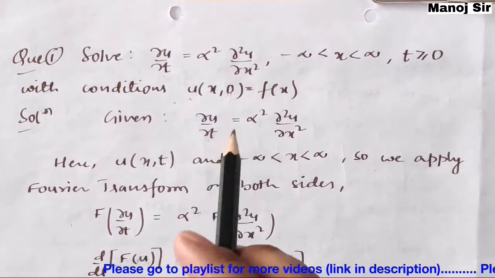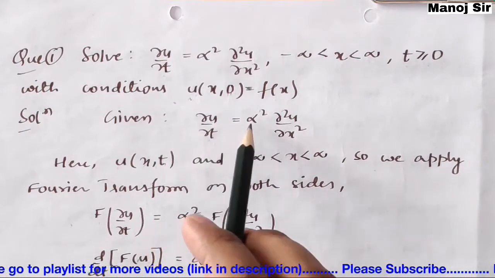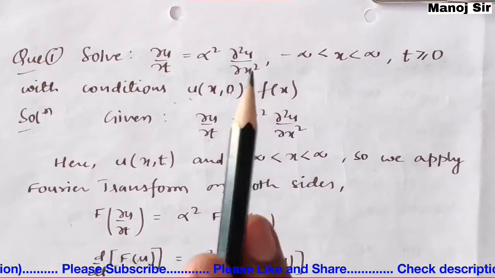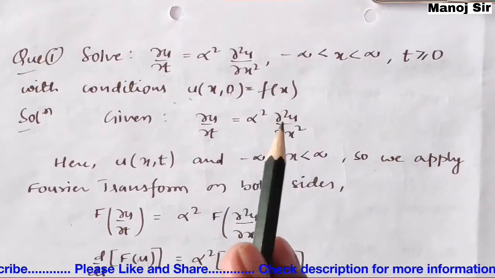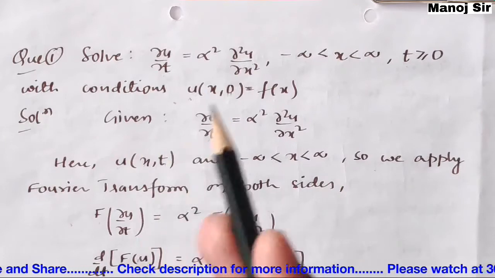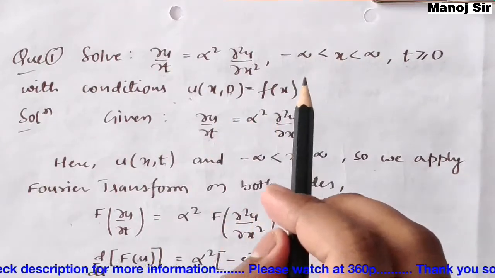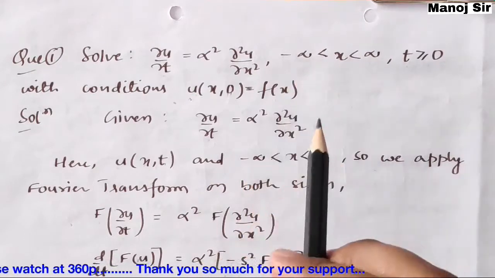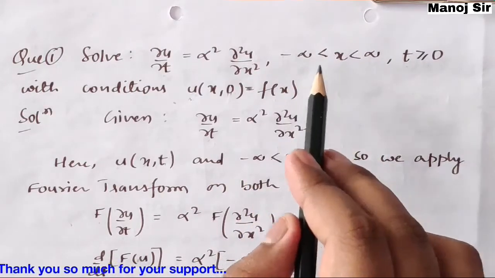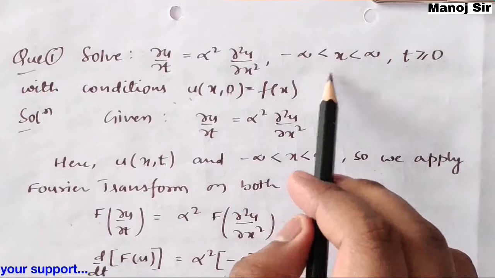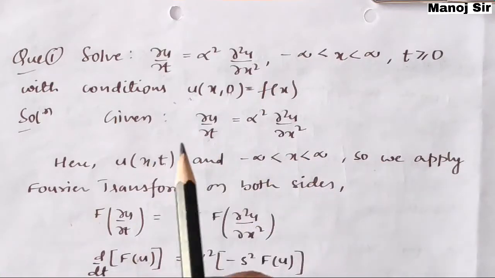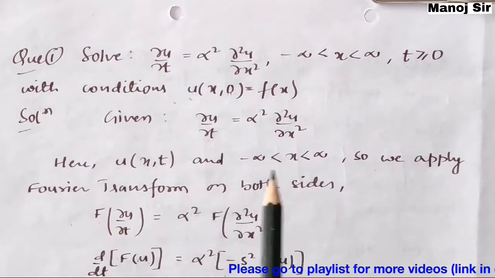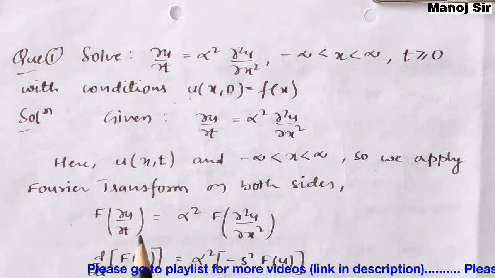So what is given to us? That is del u upon del t equals alpha square del square u upon del x square. Now if you have seen video number 25, I have discussed which formula to use. Here in this question the limit of x is from minus infinity to plus infinity. If the limit is from minus infinity to plus infinity for x, then we are going to use infinite Fourier transform to solve this problem.